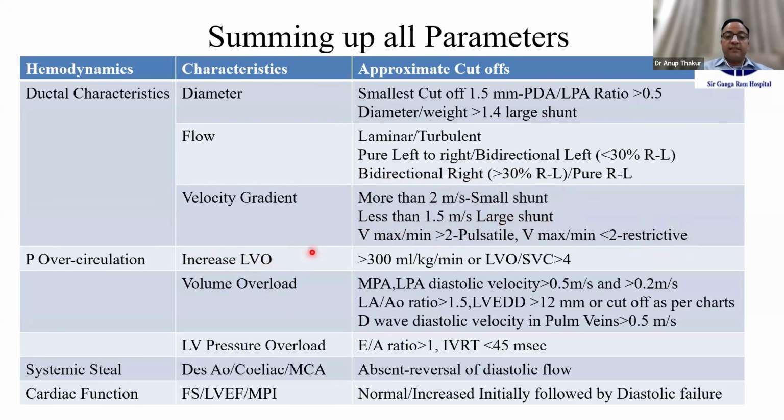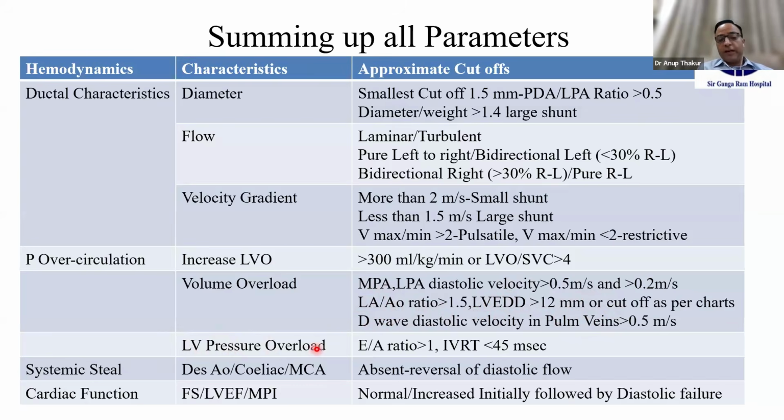For pulmonary circulation, we discussed how to look for certain signs like the increased LV output or the LV output to SVC ratio. Signs of volume overload: we discussed the turbulence in the main pulmonary artery, left pulmonary artery, the diastolic velocities will increase. The left ventricular end diastolic diameter might increase. You will see increased flow in the pulmonary veins. You will see enlargement of the left atrium, so the LA aortic ratio will go up.